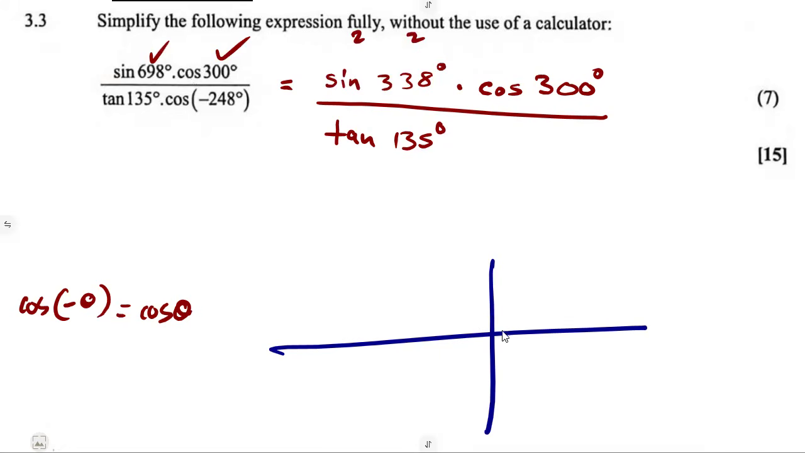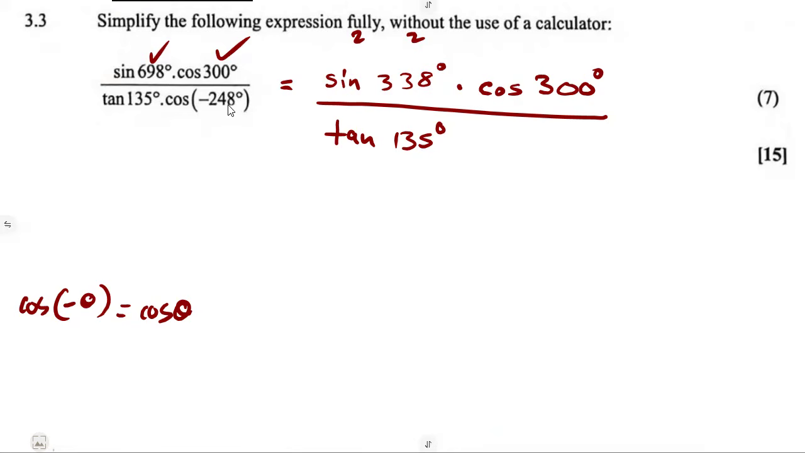If we count our angles as minus, we're going to take this as minus 90, minus 180, minus 270. We're going to consider that way. If we consider it that way, negative, negative tends to be a positive. But the answer is going to remain as a positive, the cos 248.